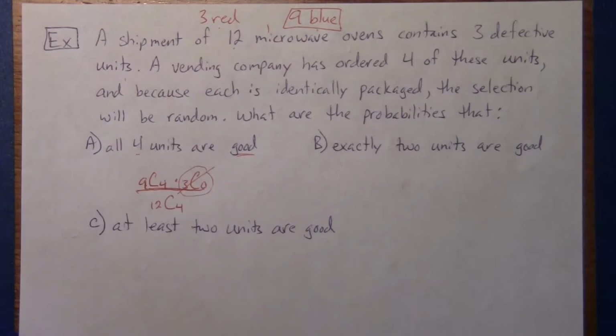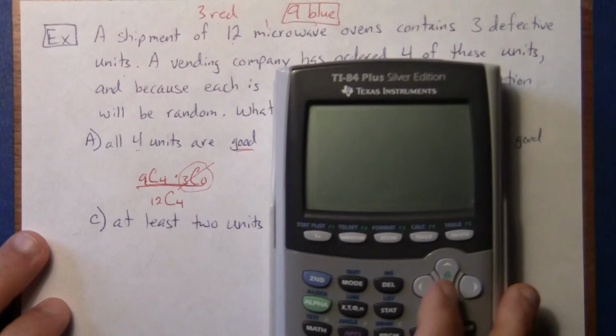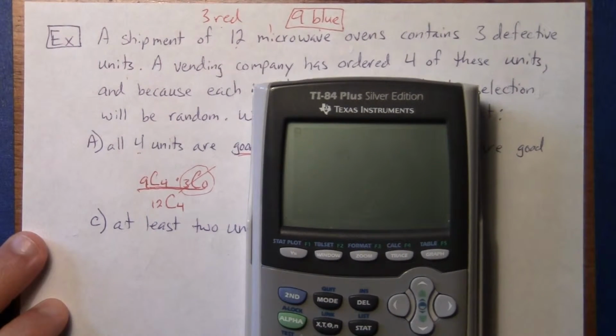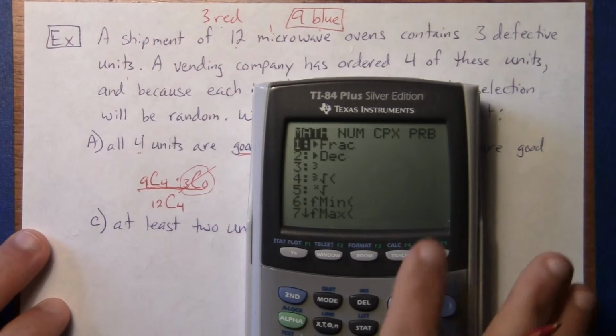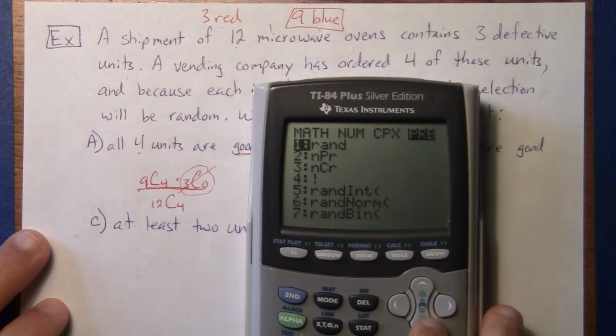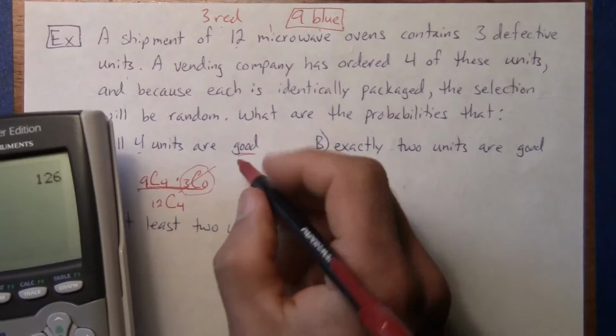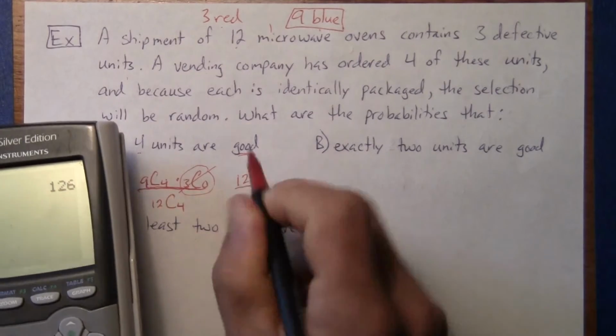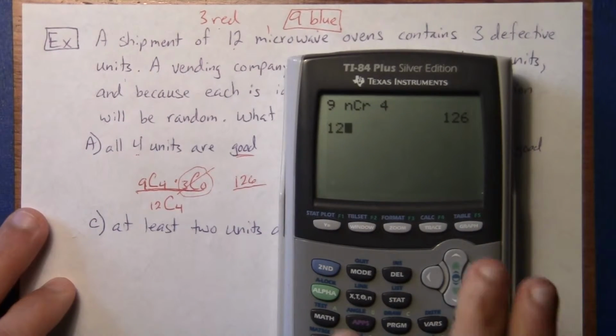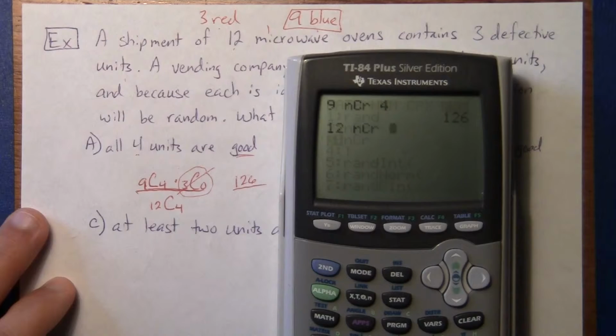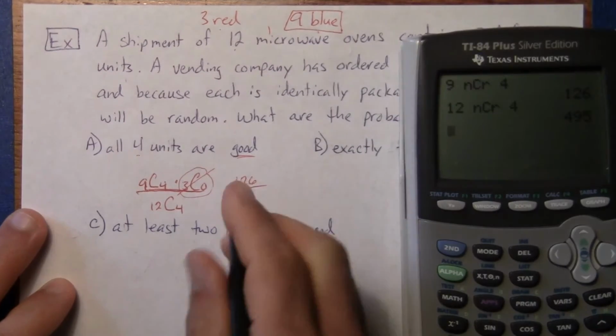And then you just have to take out your calculator and type in 9C4. So 9, remember your combination button, go to math, over to PRB here. Down to number 3, 9C4, hit enter, is 126, so there's the numerator. Divided by 12C4, and that's 495.